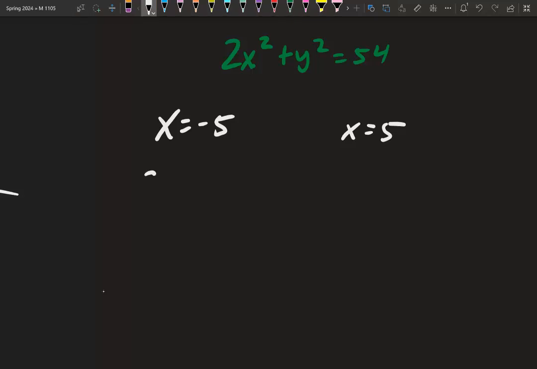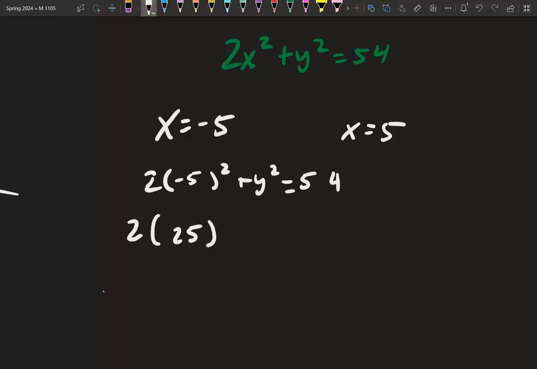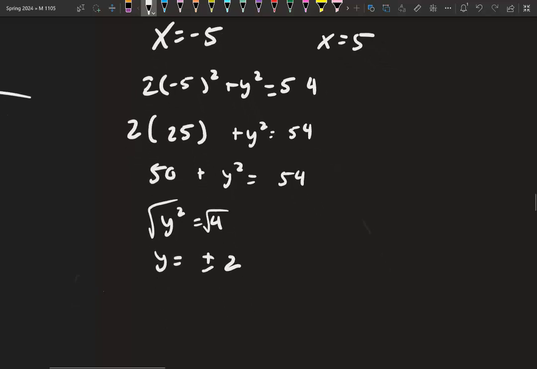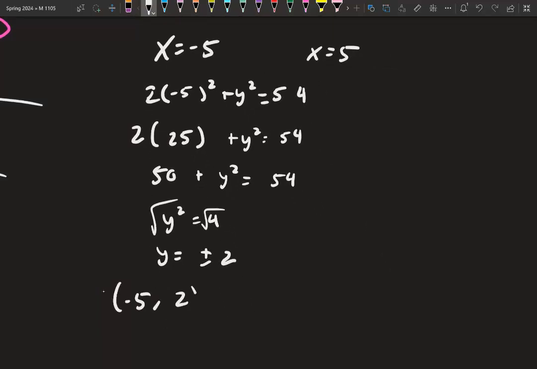Let's plug it in. We have 2 blank plus y squared equals 54, and in that blank, we're plugging in negative 5. So we have 2 times negative 5 squared, that's 25, plus y squared equals 54. We have 50 plus y squared equals 54. We subtract 50, so we have y squared equals 4. We square root, and we get y equals positive negative 2. So that means we have negative 5, positive 2 and negative 5, negative 2.